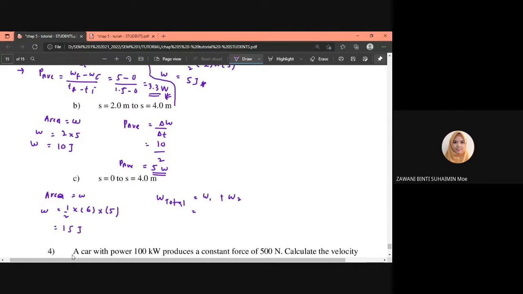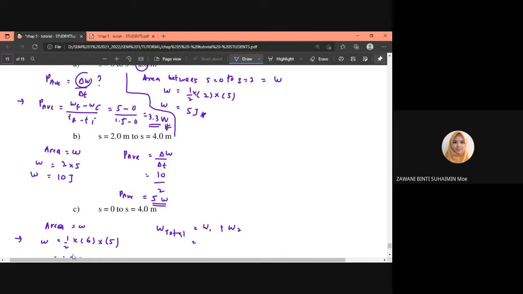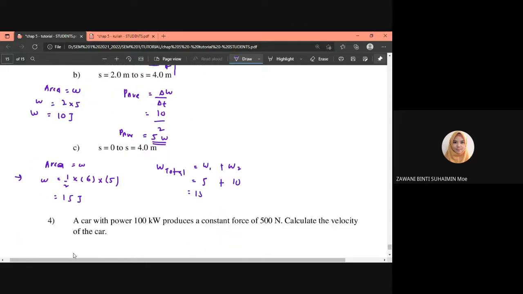Sama ada awak nak guna area ataupun awak nak tambah saja work yang awak dah buat daripada atas, iaitu work pertama tadi dia ada 5 joules, yang ini dia ada 10 joule. So dapat yang samalah, 15 joule. Dua-dua boleh buat. Sama ada you nak kira area trapezium ataupun you nak tambah secara individually daripada calculation yang you dah buat.